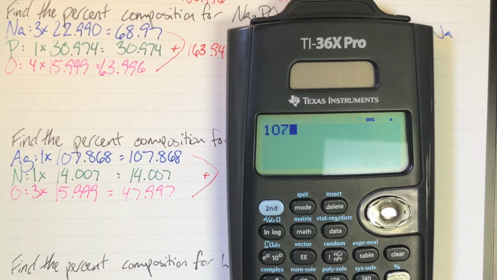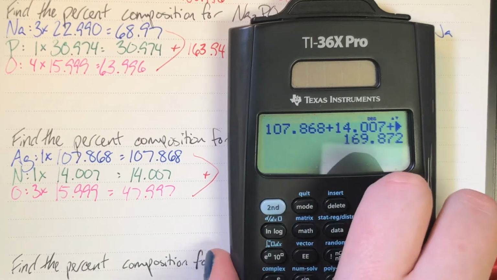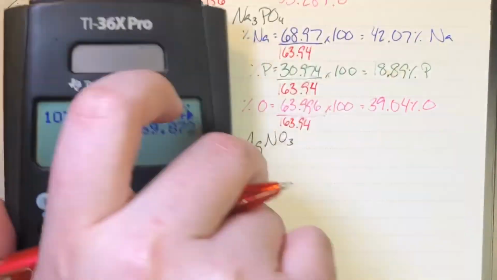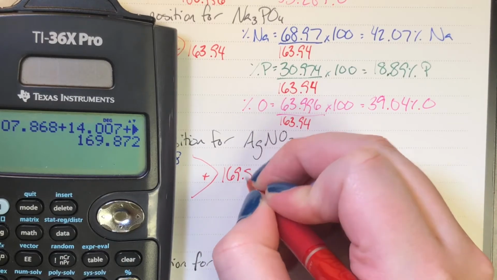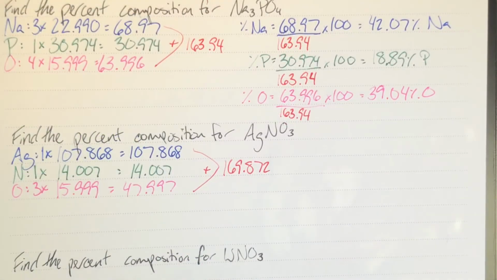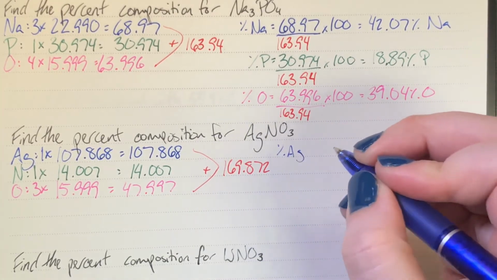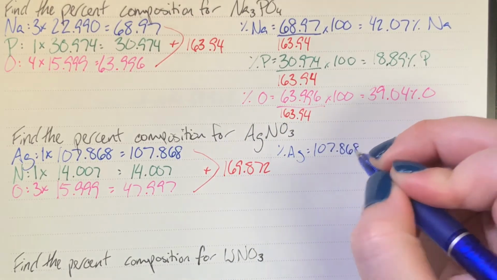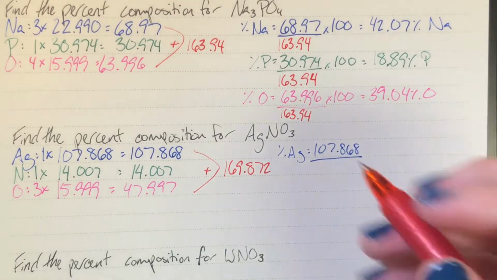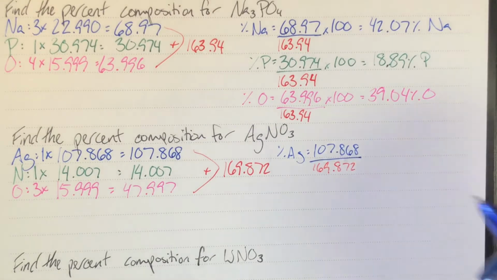So 107.868 plus 14.07 plus 47.997. That gives me the number 169.872. So now I can go ahead and move on to my percentages. So first up, I have percent silver. I'm going to have 107.868 divided by my total mass, which was 169.872, and then multiplied by 100.